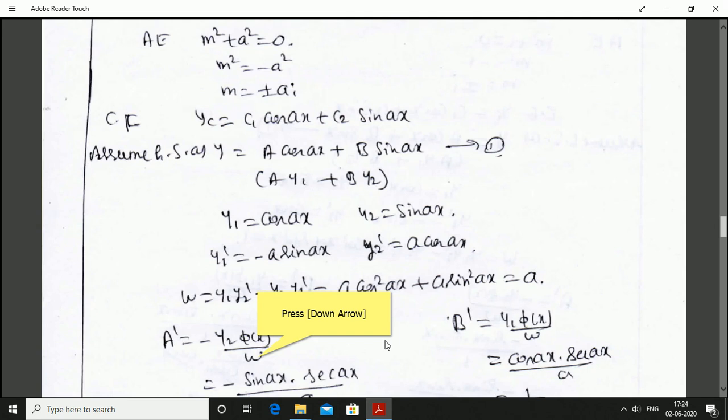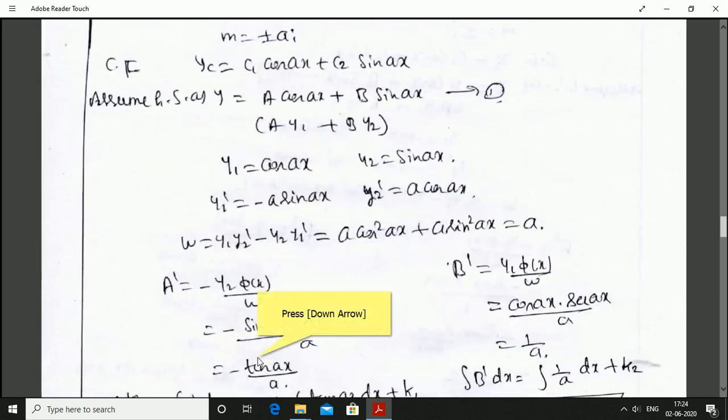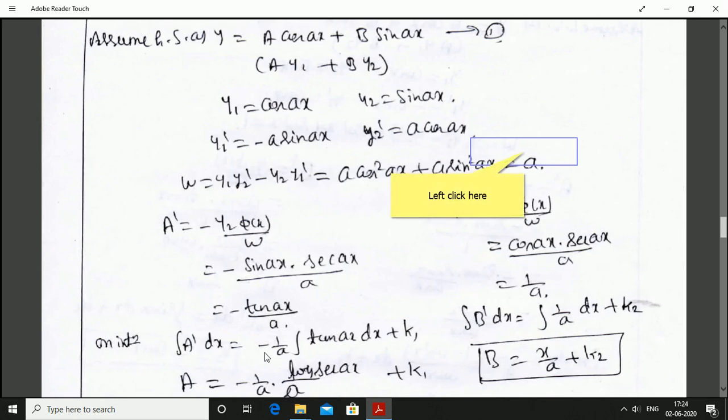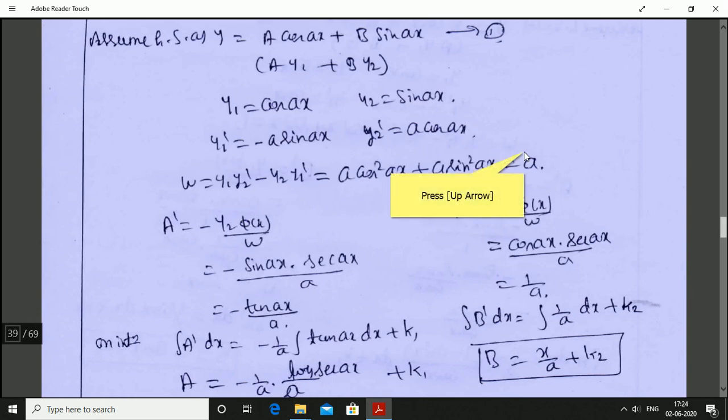Now, a' is equal to minus y2 phi(x) divided by W. Minus y2, where y2 is sin ax, times phi(x).